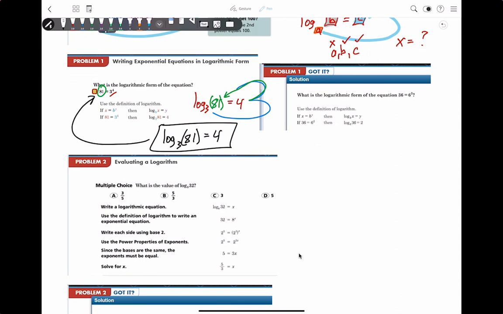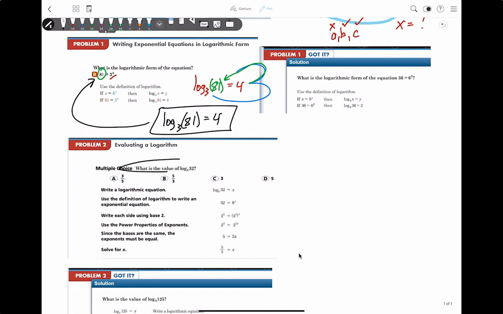Let's look at problem 2. Problem 2 says, what is the value of log base 8 of 32? Very often we'll be given something that looks like this, and it's asking us, what does this equal? You could put a question mark or you can put x, since we're used to putting x for things we're solving for. If I don't know what log base 8 of 32 is equal to, let's set it equal to x.